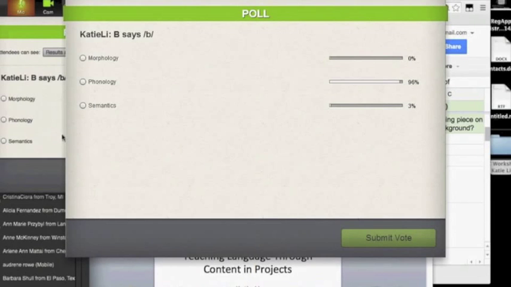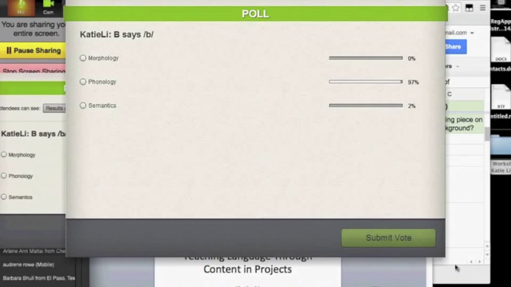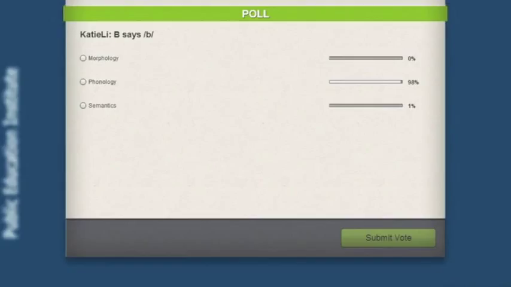Yep. Okay. So the first one is B says buh. What is this an example of? And you can go ahead and click on it, and we'll do an audience poll and be able to see everyone's responses. Yeah, absolutely. So most people are saying that it's phonology. It's totally about phonics.